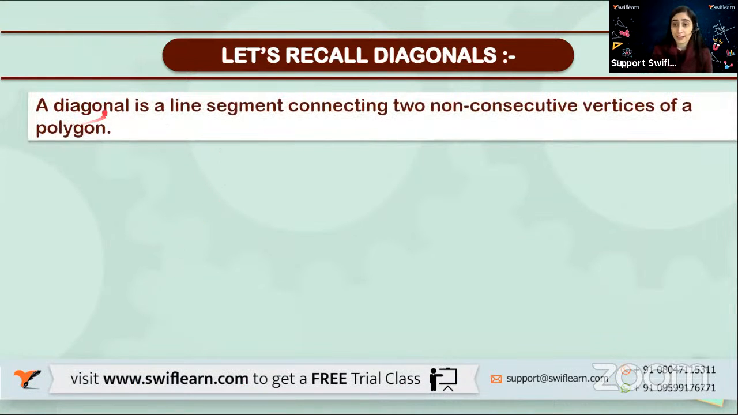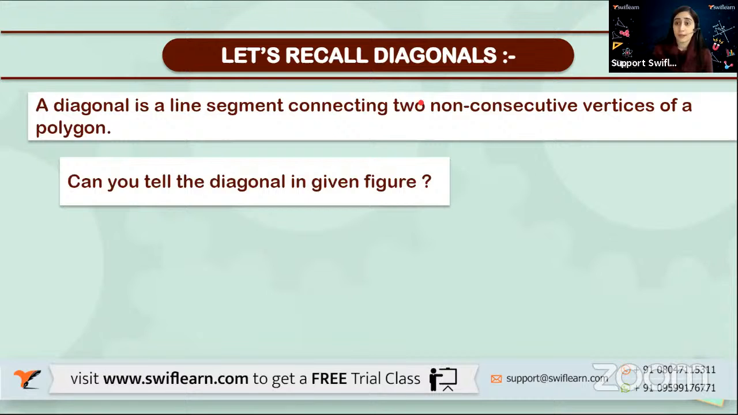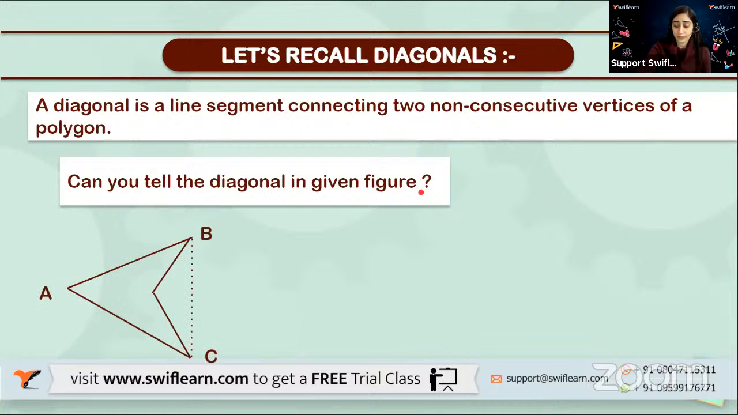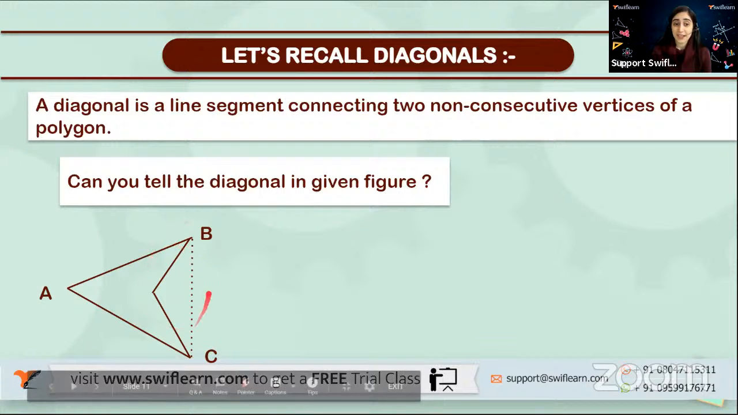All right, so we already started with what is a diagonal. A diagonal is a line segment that connects two non-consecutive vertices of a polygon. Two consecutive means the vertices which are next to each other, right? Can you tell me a diagonal in this figure? So what is a diagonal in this figure?